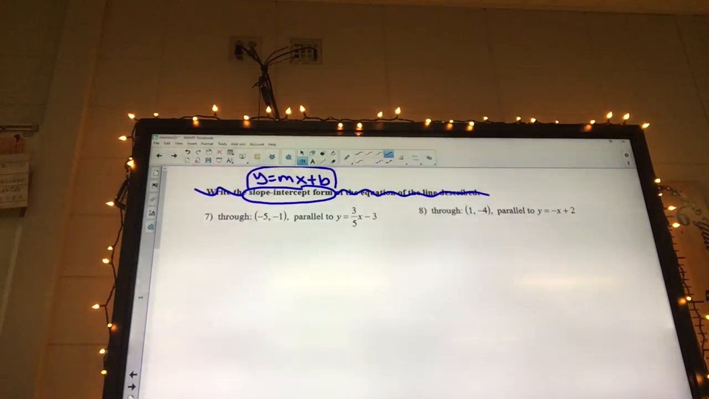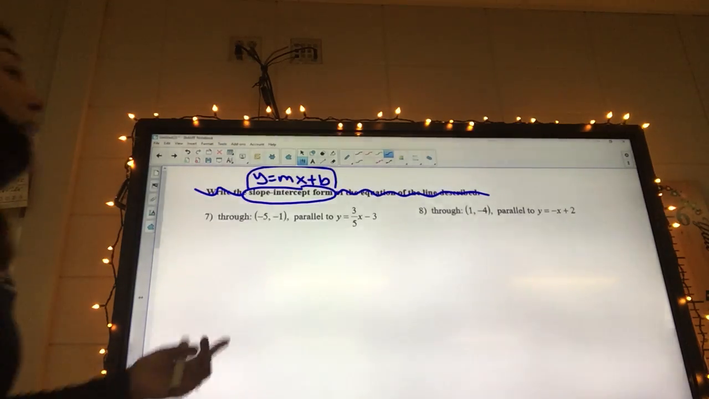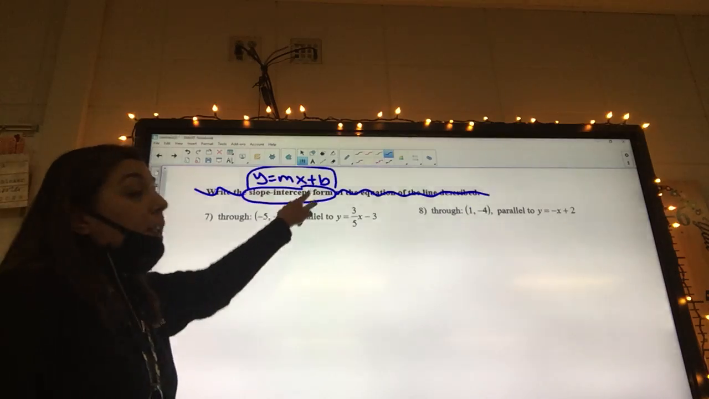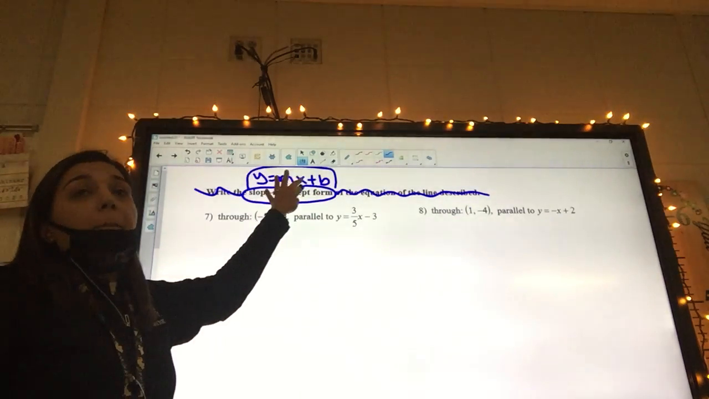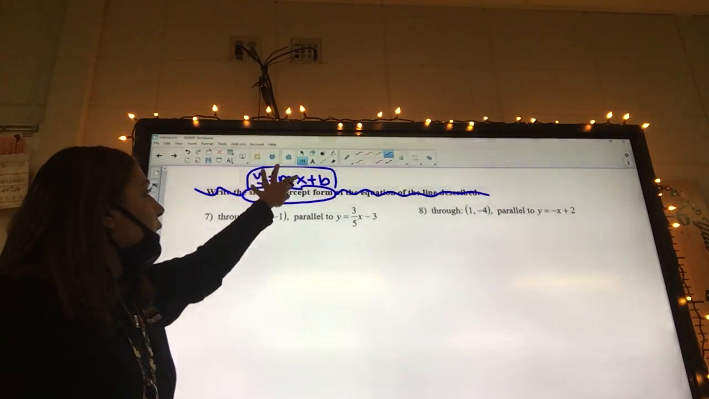The reason I say that is because it's kind of confusing. When you read the full sentence, half of you are like, I don't know what they want me to do. And that's the truth. So as long as you can get this part out of there and look at the formula.